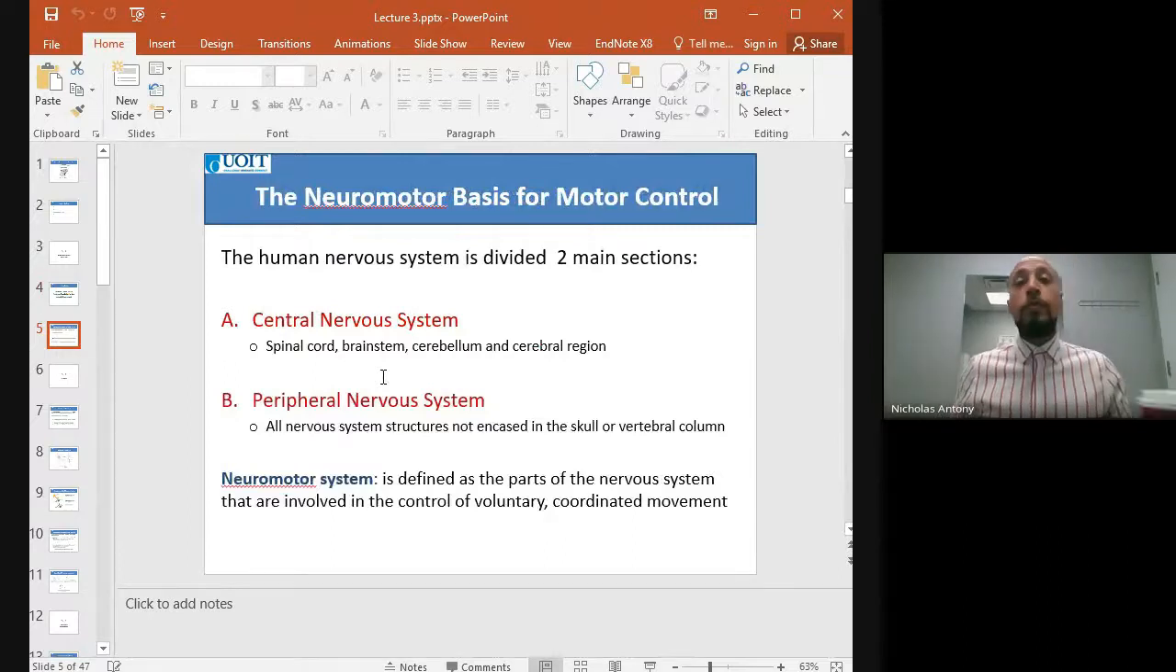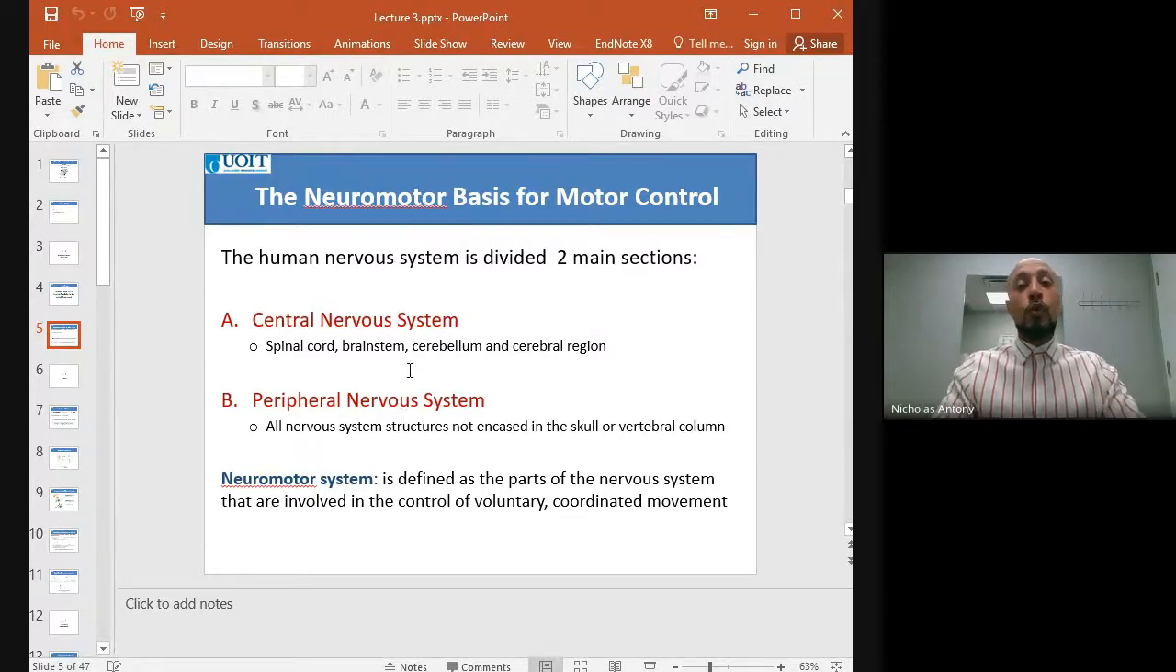So remember, our human nervous system is divided into two main sections. We have our central nervous system, which counts as everything that's encased in bone. And then we have our peripheral nervous system. That would be everything outside of the vertebral column and the skull. So that would include all of the spinal nerves exiting from each level of the vertebral column and how they recombine to create our sciatic nerve, radial nerve, musculocutaneous nerve, all the different peripheral nerves in our body.